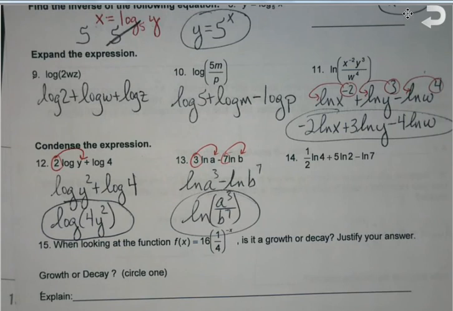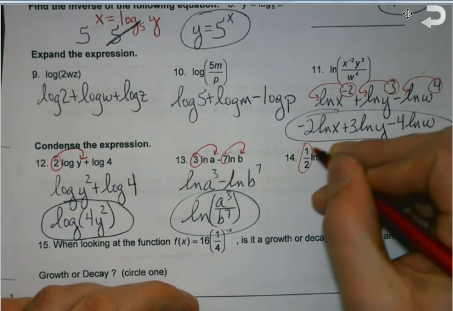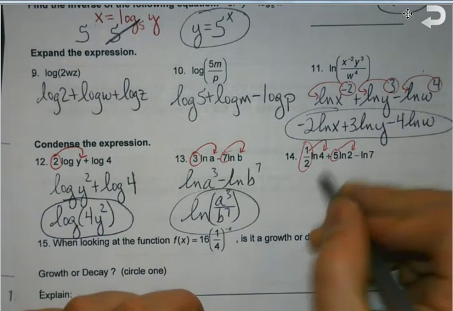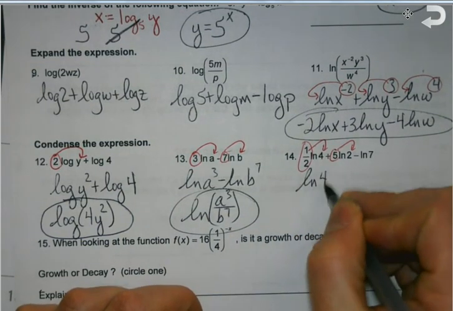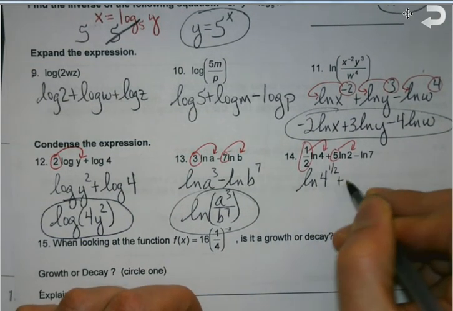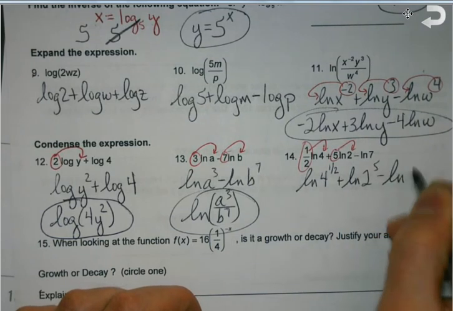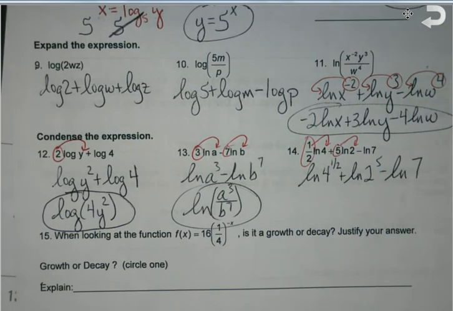And then, of course, I got to throw a twist in. It gets boring otherwise. It's just numbers working here. So the natural log of 4 to the 1/2 plus the natural log of 2 to the 5th minus the natural log of 7. But I actually want you to calculate what the values are.